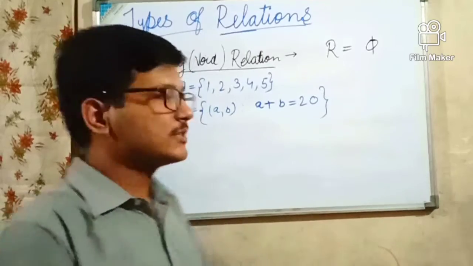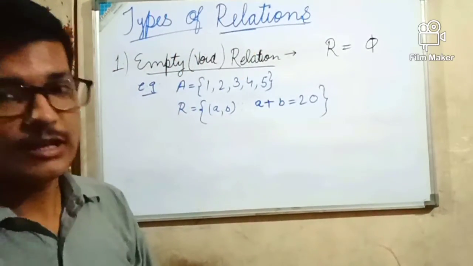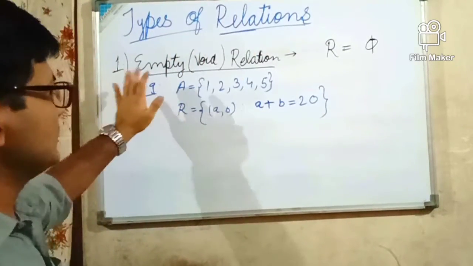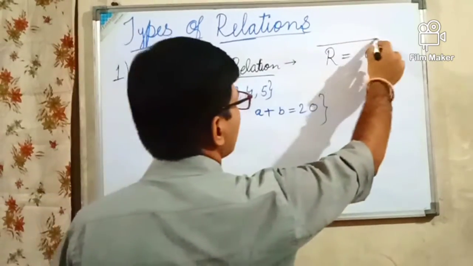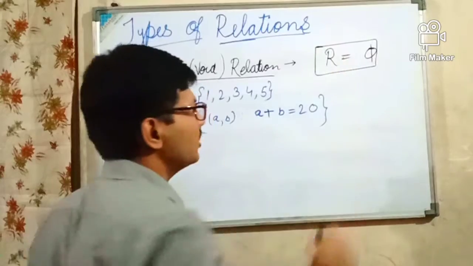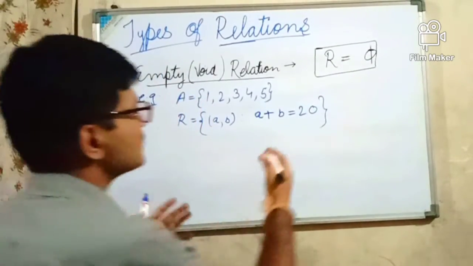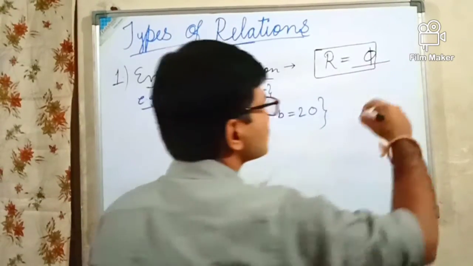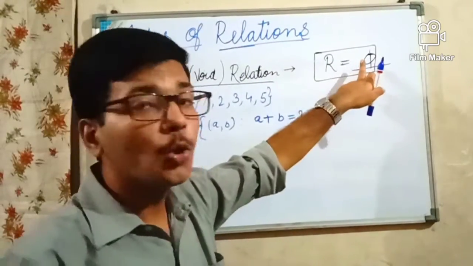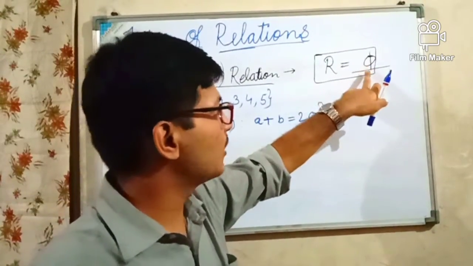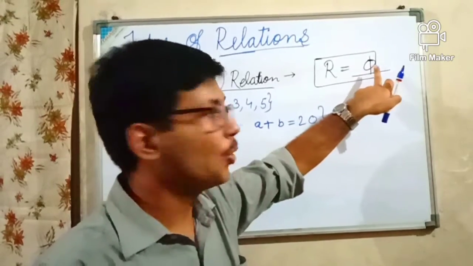Now we will study the different types of relations. In this, the first one is the empty or void relation. Void पता ही है, अगर मैं रिलेशन को R से डिनोट करूं तो void means the number of elements in that relation or that subset is 0, denoted by φ. Number of elements अगर 0 हो तो हम उसे डिनोट करते हैं with the letter φ.